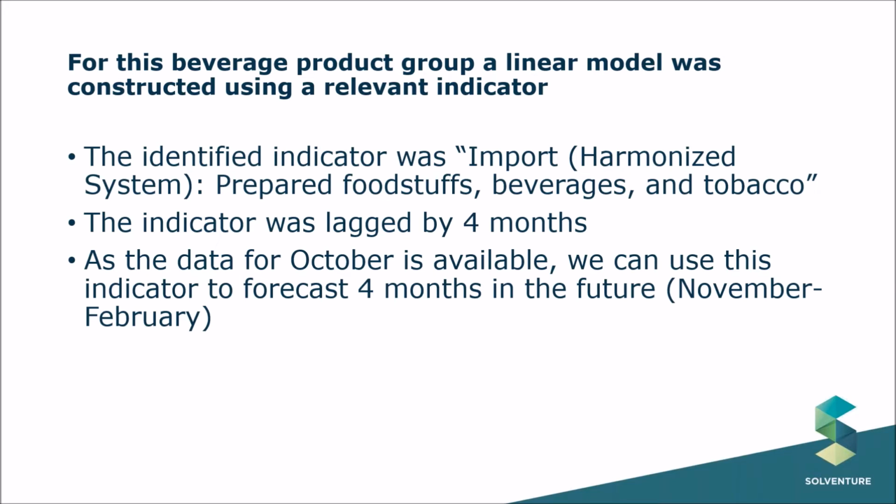It means we can use that indicator to forecast the months of November to February. So certainly for the beginning of next year, this indicator will help us to be more certain where this specific product group will be going. The product group we are looking at is in fact beverages. So it's a kind of juices. And okay, we didn't select the indicator.